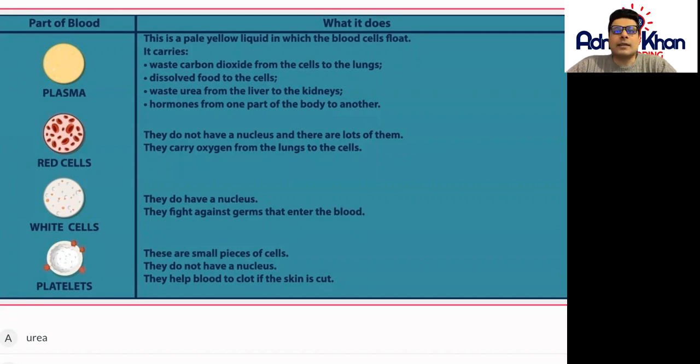You probably didn't realize how important our blood actually is and what blood actually consists of. And these are the four precise things that our blood contains: plasma, red cells, white cells, and platelets. And they have their own unique functions in our blood.